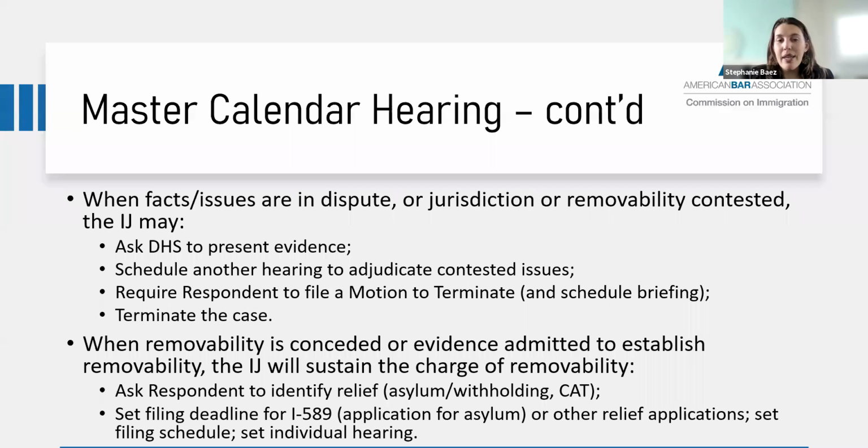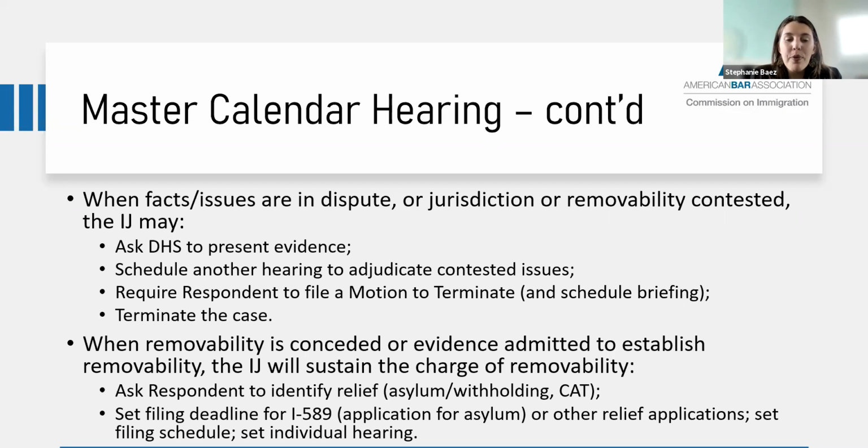But if removability is conceded, if you go through your NTA and you say, yes, all of these facts are correct, and we concede to the charge of removability, or if DHS provides sufficient evidence to establish removability, then the judge will sustain the charge of removability, and they'll ask you as respondent's counsel to identify the relief that you're seeking, and they'll set filing deadlines.